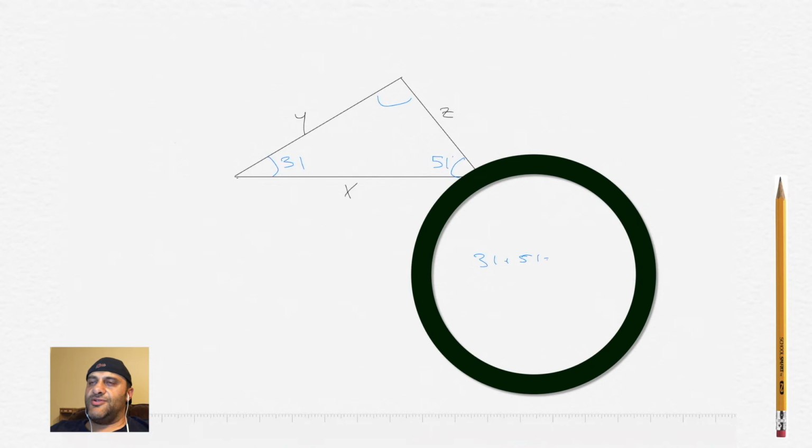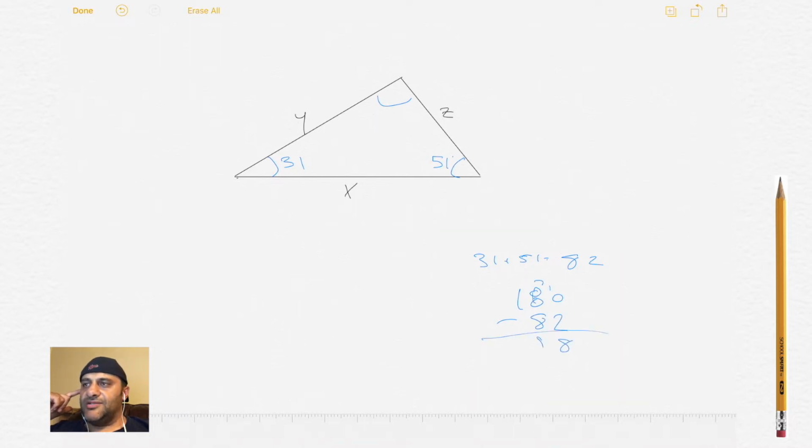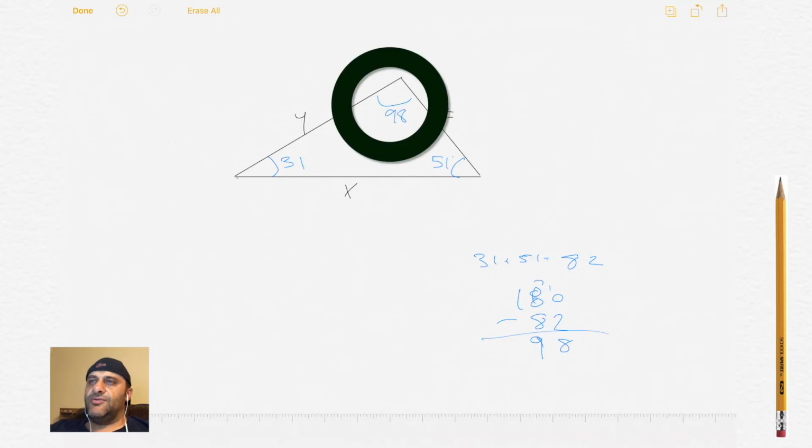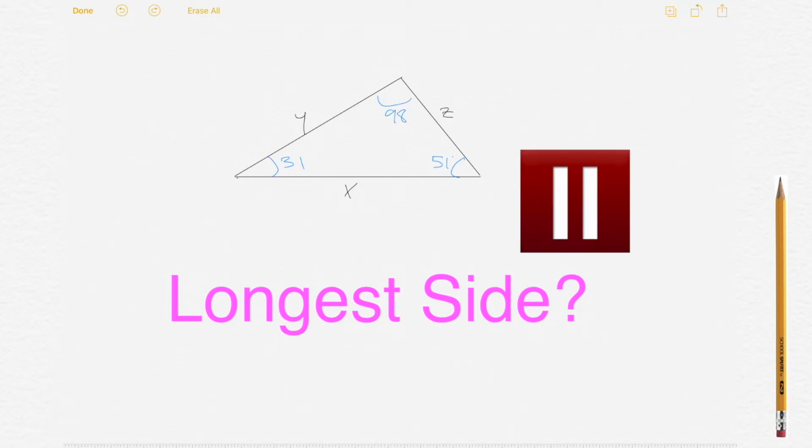All right, I hope you tried it on your own. If you have two angles, we know that those two angles are 31 plus 51, that's 82. And all of the three angles have to equal 180. So if we take 180 and we subtract 82, we get 98. So that angle up top has to be 98 degrees. Now the next question is, what's the longest side? The rule is, in a triangle, I'll give you a second.